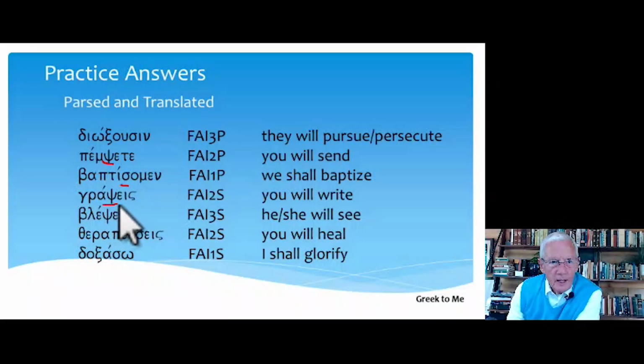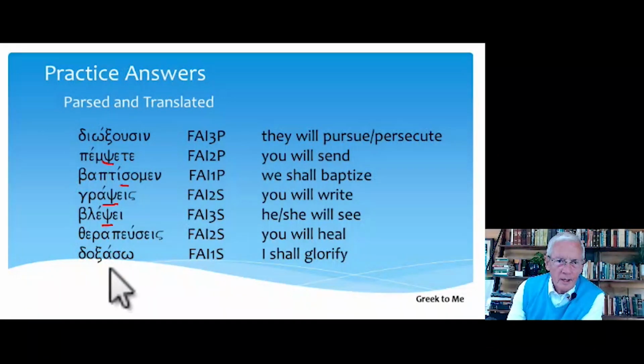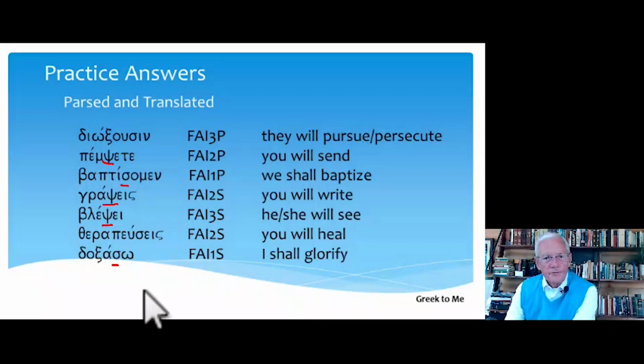Grapseis, we have another hidden sigma. Future active indicative, second person singular, you will write. Blepsei, another hidden sigma. Future active indicative, third person singular, he or she will see. Therapeuseis, future active indicative, second person singular, you will heal. And finally, doxaso, future active indicative, first person singular.